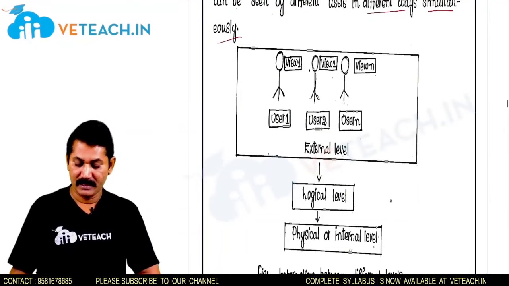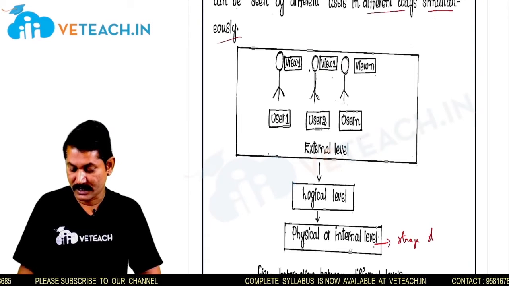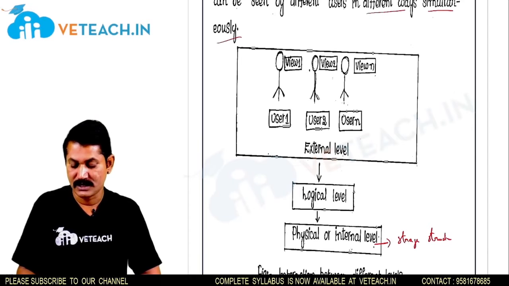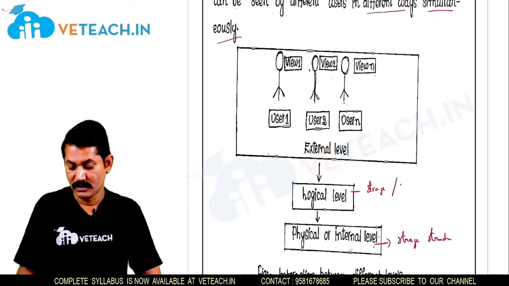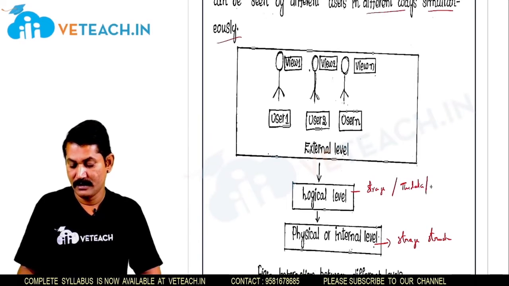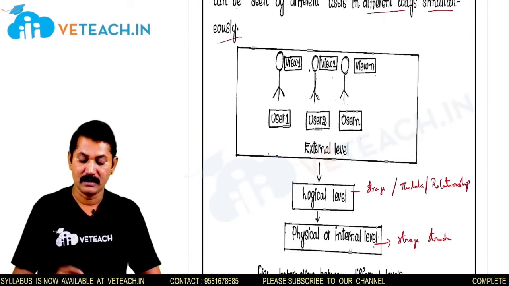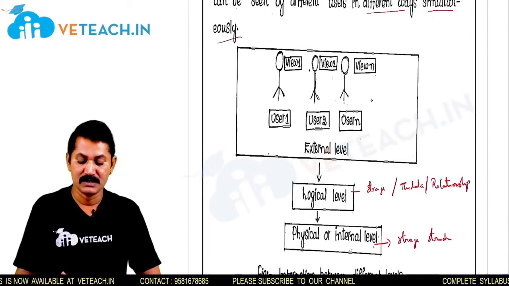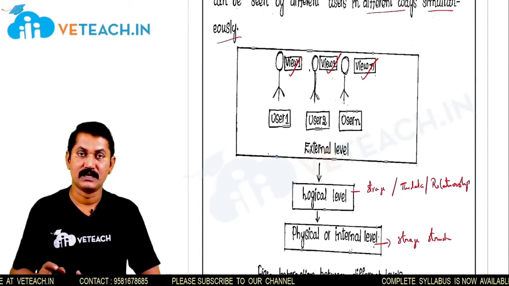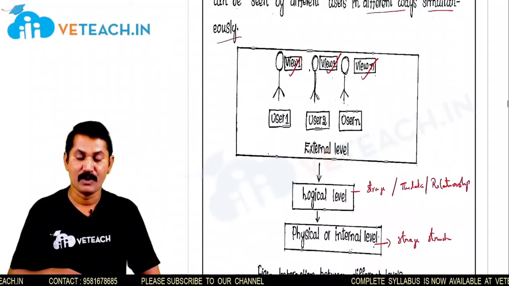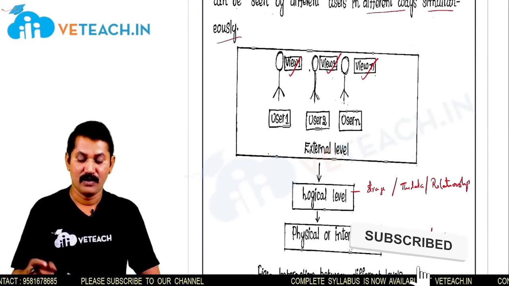Here you can see the physical or internal level, which gives us the storage structure, and the logical one, which gives the stored data as well as the relationships among the data. Next one is based on the user requirements. The external level provides different views to the users based on their needs. So this is about the three levels of data storage and abstraction of the data which is stored in the database.